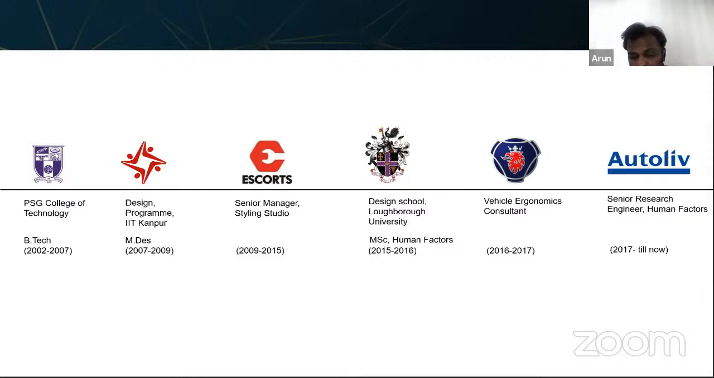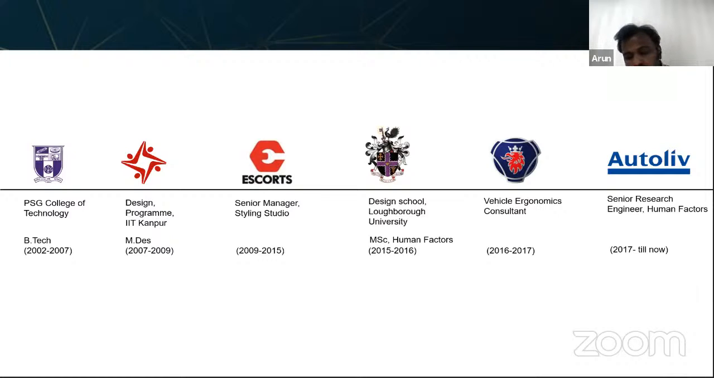So I worked with them as a vehicle ergonomics consultant. I was working in their new R series cabin, where they mainly looked at the different ergonomic inputs, and also from the design point of view, where they try to address different ergonomic issues. I was working with the physical ergonomics team there.